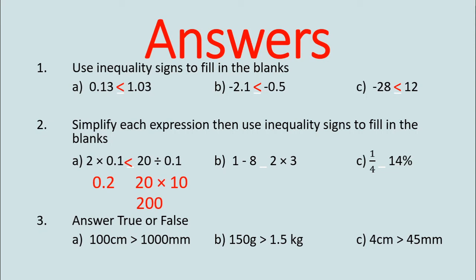200. Question B, 1 minus 8 would be -7, while 2 times 3 is 6. A negative number is always smaller than a positive number, so I would say -7 is less than 6.